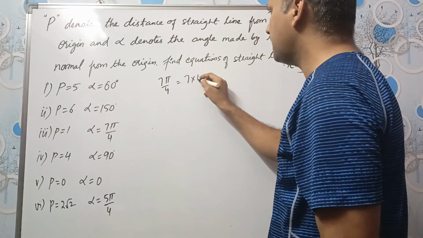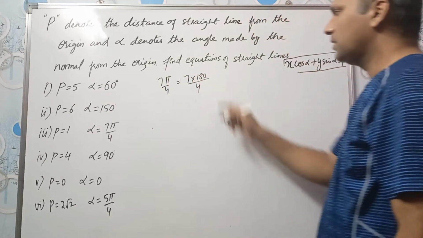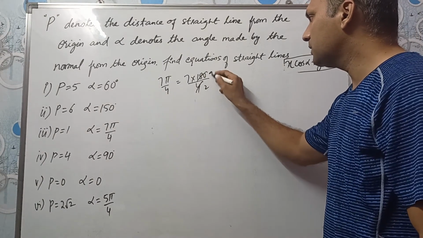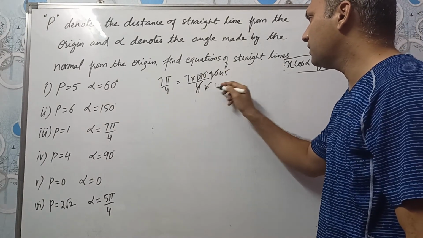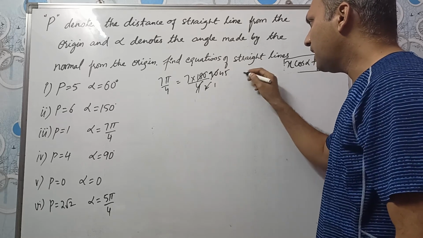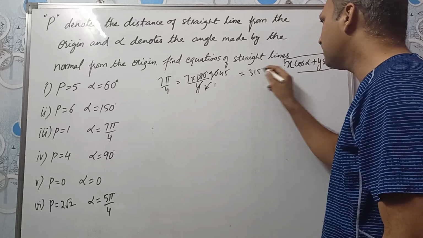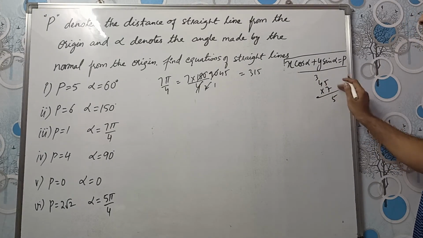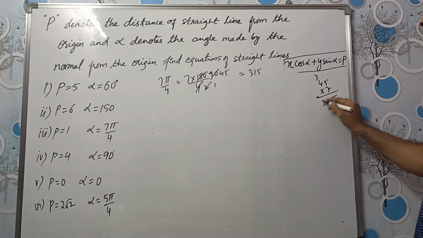We can write pi as 180. Okay, pi by 4 is equal to 45 degrees, right? So 45 into 7 will give us 315. 45 multiplied by 7: 7 fives are 35, 28 and 3, 31.